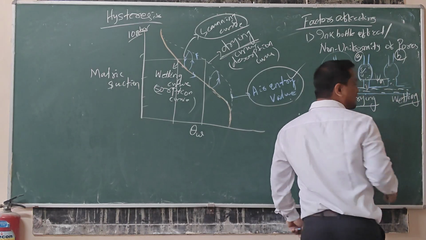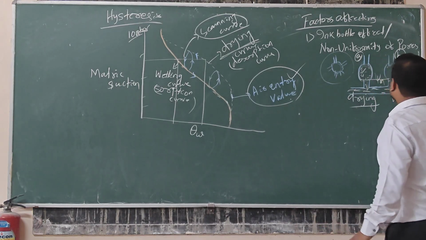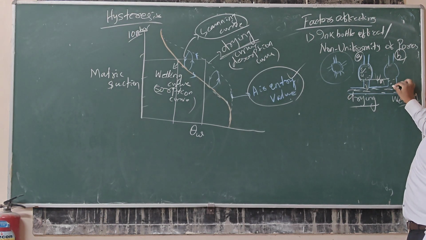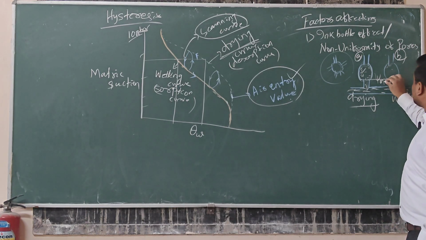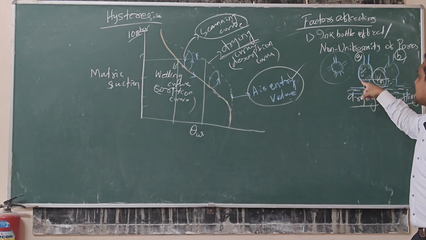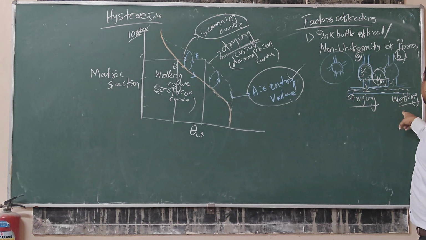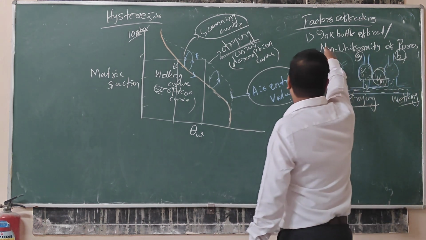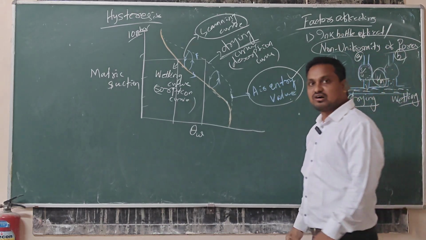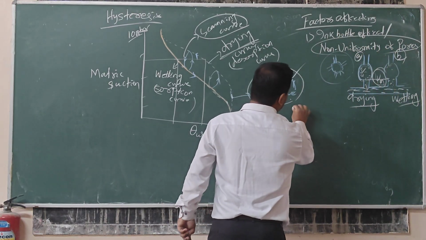But in a wetting soil, this is earlier dry soil and you are wetting it. At this particular matric suction, the water will pass through this neck portion, then reach the body. So it will take time. So at a particular matric suction, we can say the drying curve has more water content compared to the wetting curve. This is actually due to the non-uniformity of your pores, called the ink bottle effect.